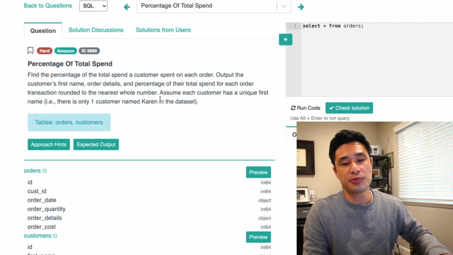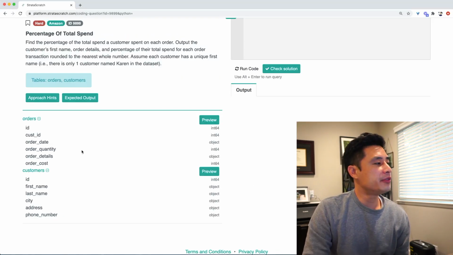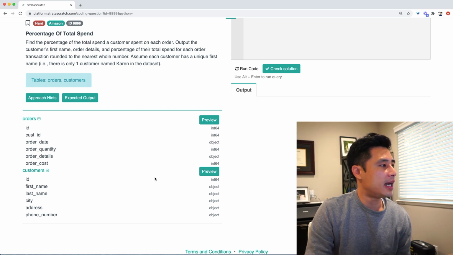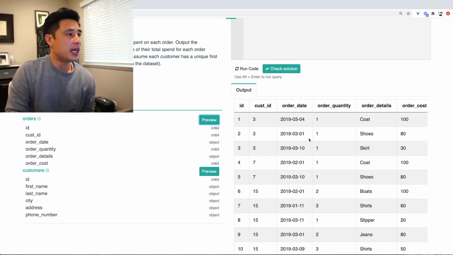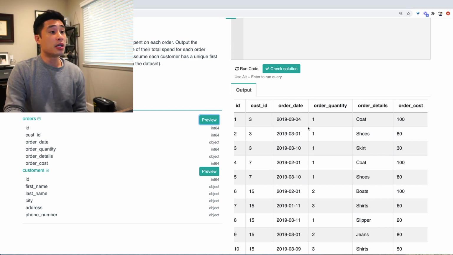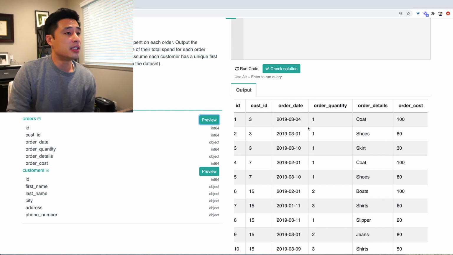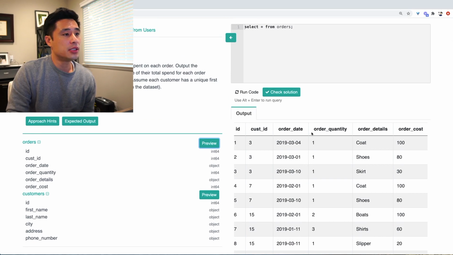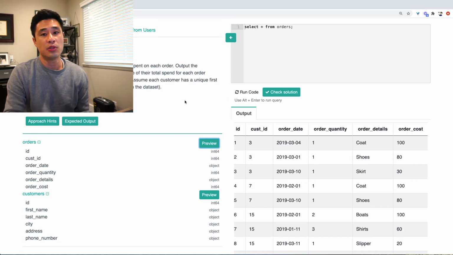All right, so now let's explore the data sets. So we have two tables here. Let's take a look at the orders table. We have customer ID, order date, order quantity, order details, and order cost. What I actually care about to answer this question is only order details, because I want to see that in the output, as well as the order cost, because I'm trying to find the percentage of total spend.